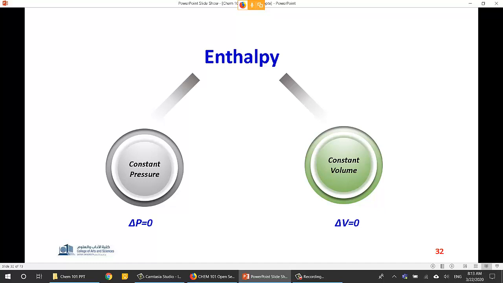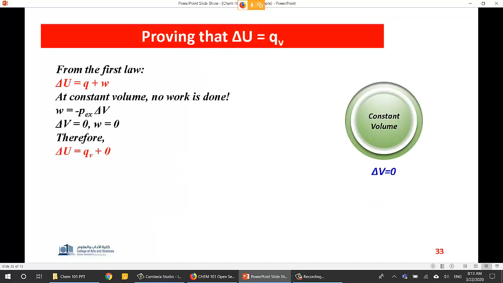When the pressure is constant, there is no change in the pressure in the system, and delta P in that case is equal to zero. The other case is where we have no change in the volume, meaning you have a container with a constant volume. So V final is equal to V initial, and in that case, delta V is zero.